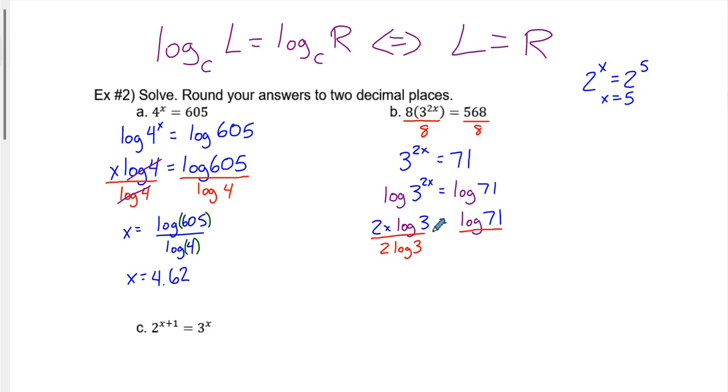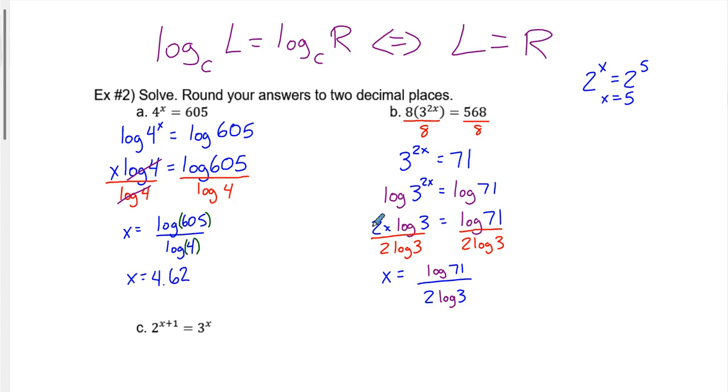Because what we need to realize is that this log 3 is just a number. We can type log 3 into our calculator. Log 3 is 0.477121255. So we're just dividing by 2 times that, meaning that our x would be by itself. I'm just going to use my blues, 2 log 3. So we're going to type into our calculator the log of 71 divided by 2 log 3.